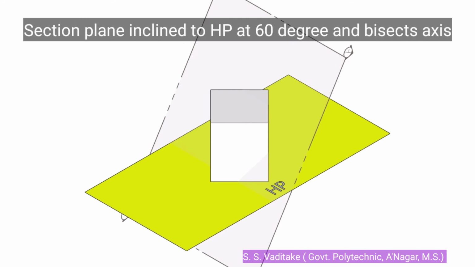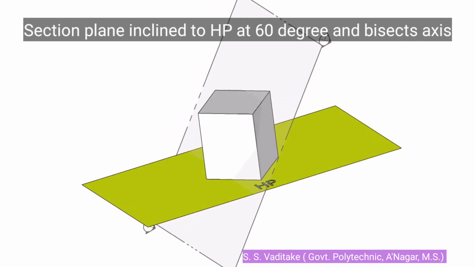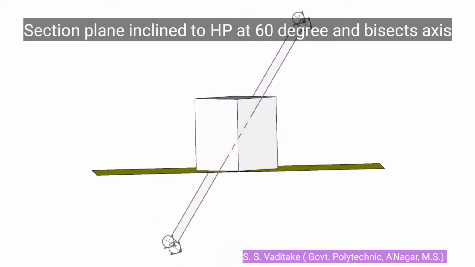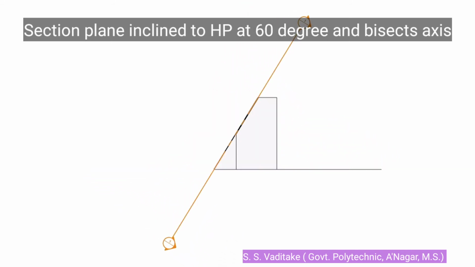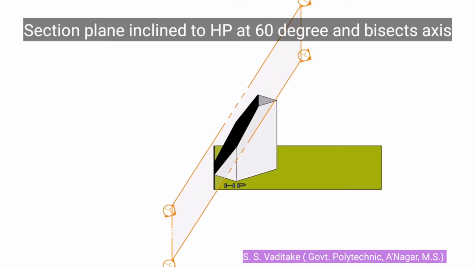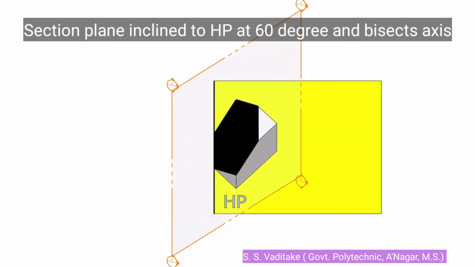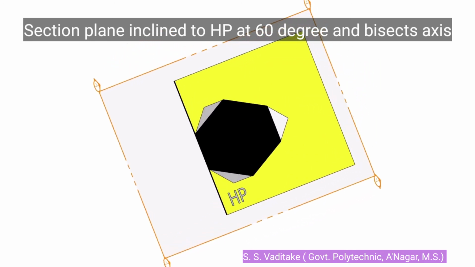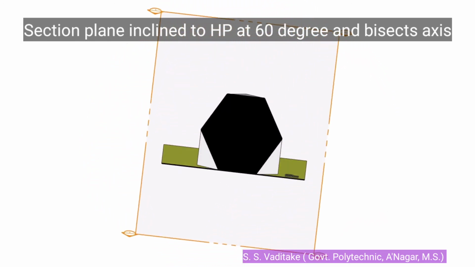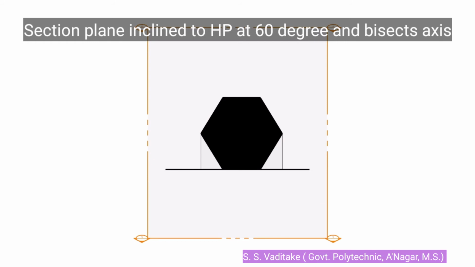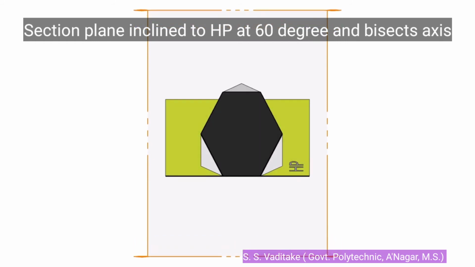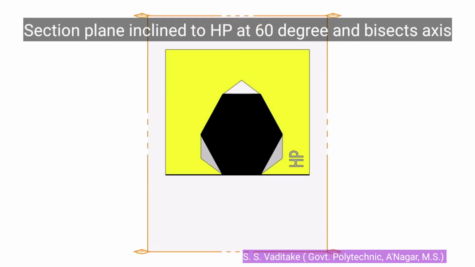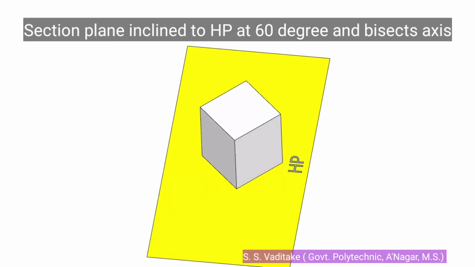Now this is the next condition, how the given square pyramid can be cut. Here the angle is given that it is inclined to HP at 60 degrees. Then we will see how its top view appears. Its sectional top view will appear like this one. Its side view will appear like this one. Now its true shape means we are looking at a right angle to the section plane. The true shape is observed like this one.